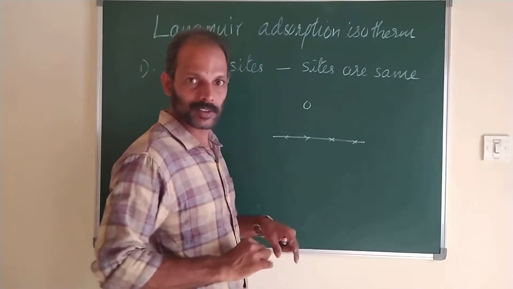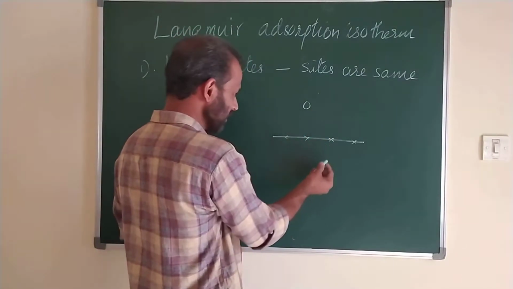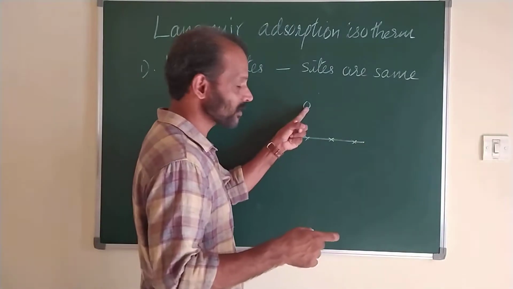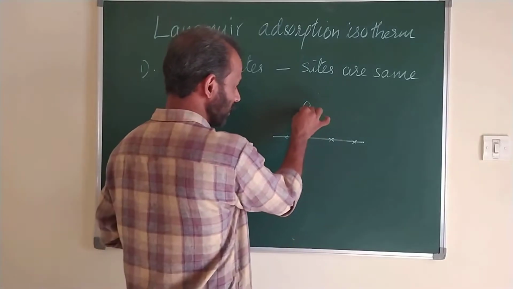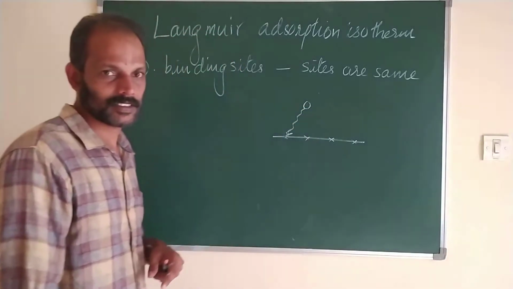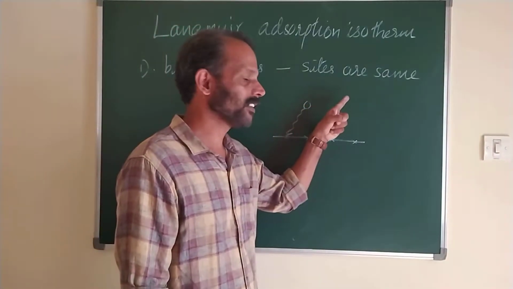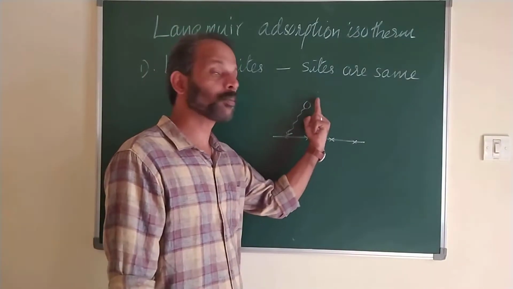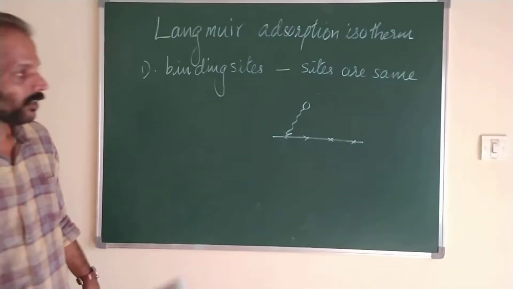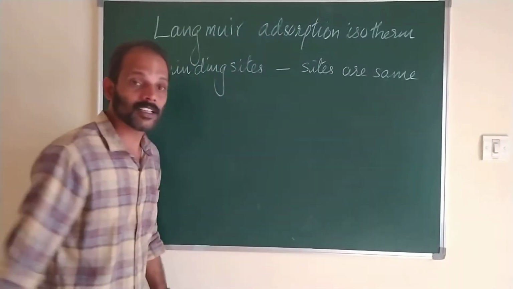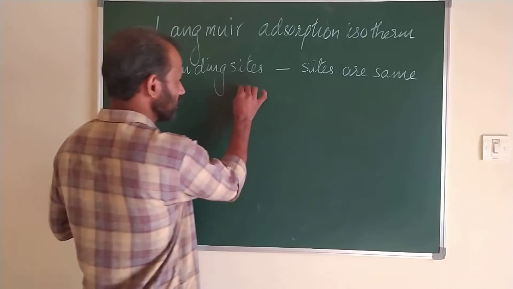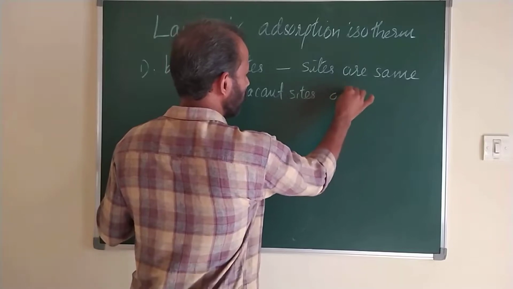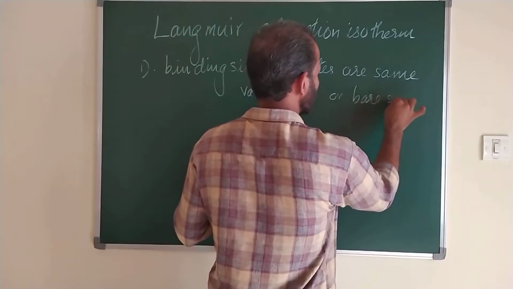Then suppose a molecule is approaching the surface, then all sites have the same affinity towards this molecule, and it occupies one of the sites. So each and every site is similar and has similar affinity towards the adsorbate molecule. We call these sites vacant sites or bare sites.